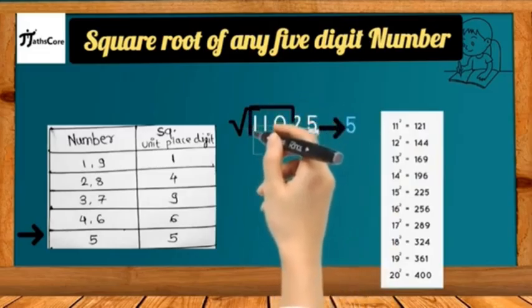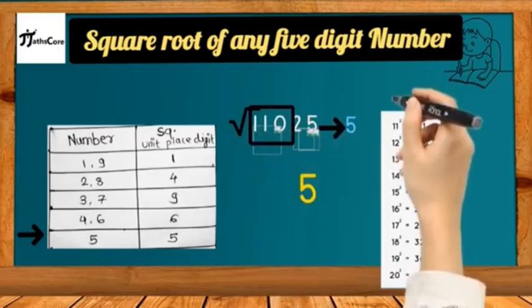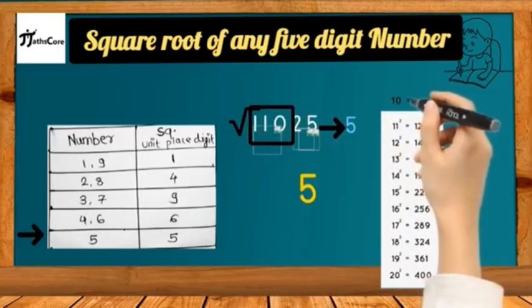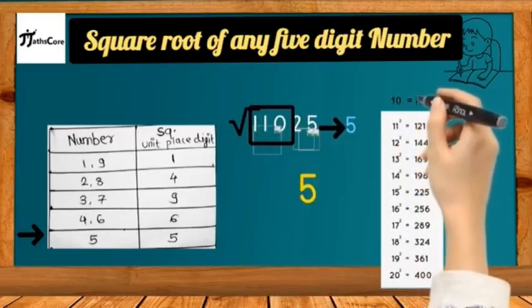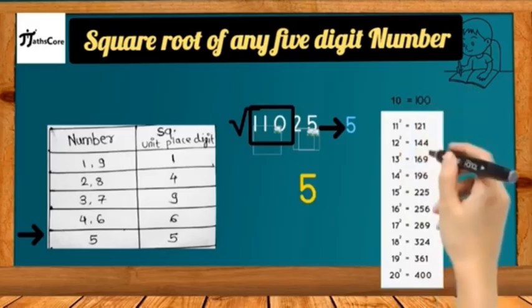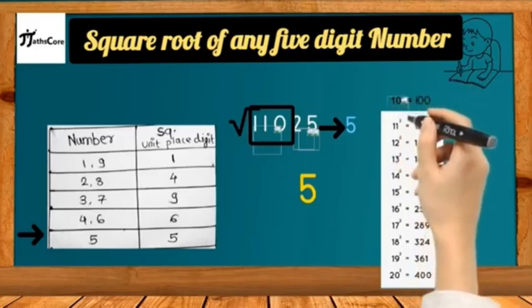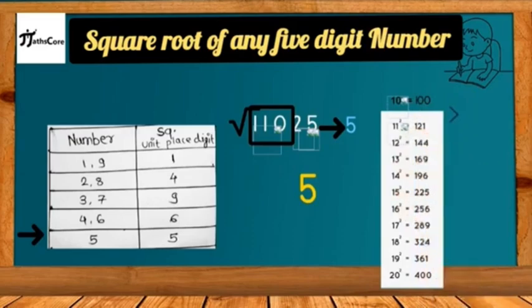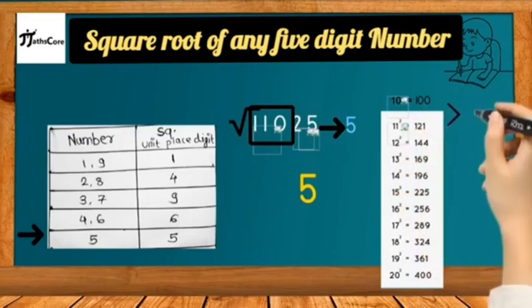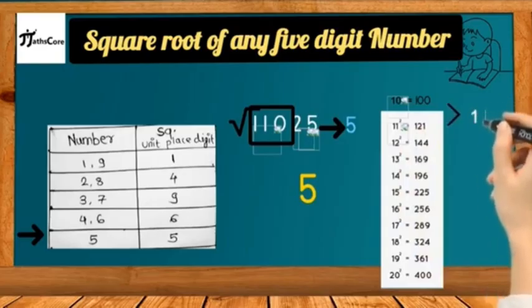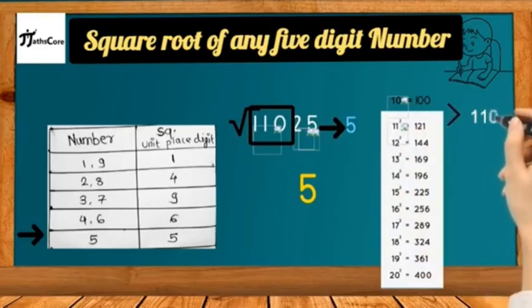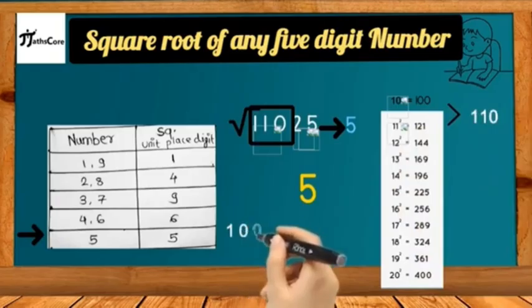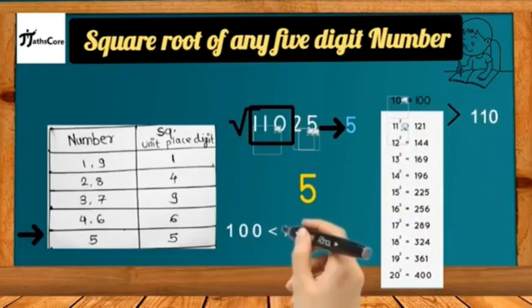Now focus on 110, which is not a perfect square. Now we need to find out between which two perfect squares 110 lies. So here is the answer: 10 square and 11 square. 10 square is 100 and 11 square is 121. So 110 lies between 100 and 121. So we can write like this: 100 is less than 110, which is less than 121.